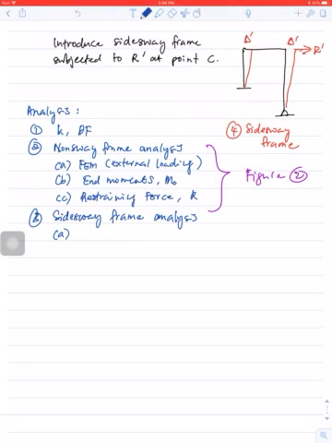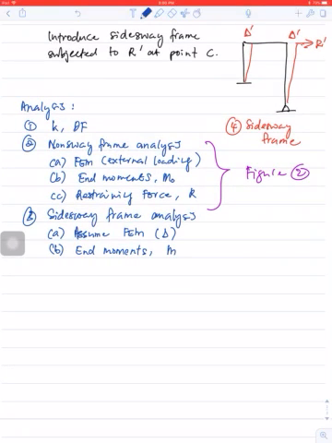In 3A, in this stage we will analyze the frame with side sway. For the first step in this side sway frame analysis, we have to assume FEM due to side sway, or due to delta. We will assume it for one column only, one member only, and we will calculate the remaining members based on the assumption that we made. For 3B, we will determine the end moment M prime. This is all based on prime, because we actually analyze diagram 4, figure number 4. For 3C, we will calculate the R prime value.